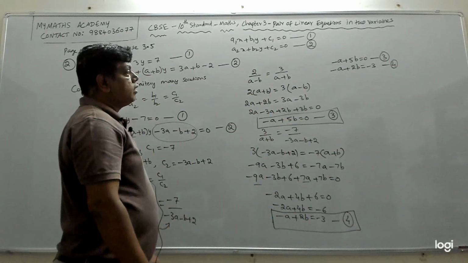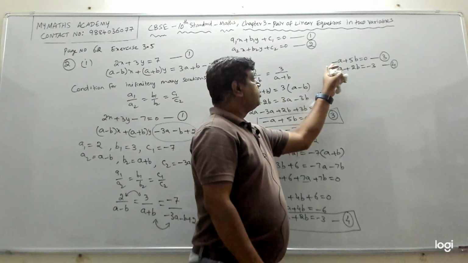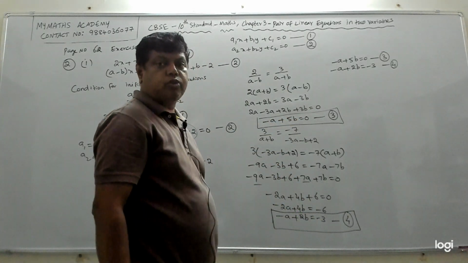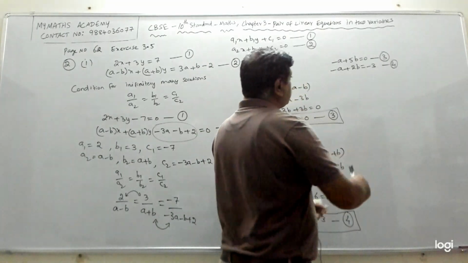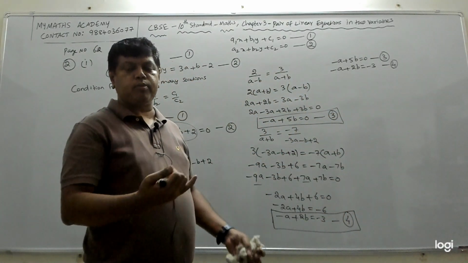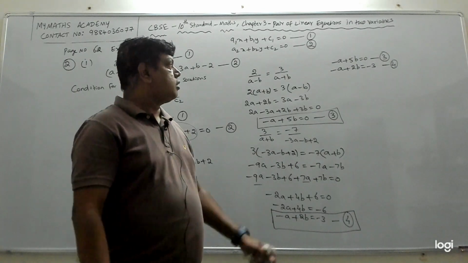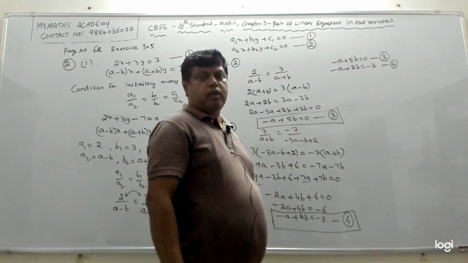So we have to solve equation 3 and 4. This equation and this equation we need to solve. Right? So now we can use any method that we know. We know substitution method, elimination method, cross multiplication method, and everything. So to solve these two, and then we have to find the value of a and b.